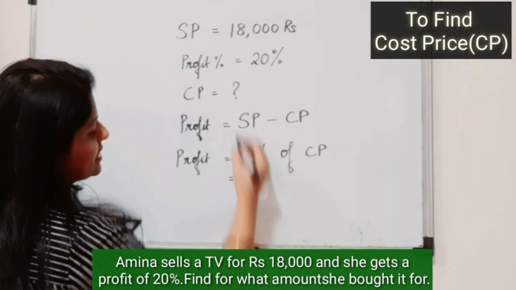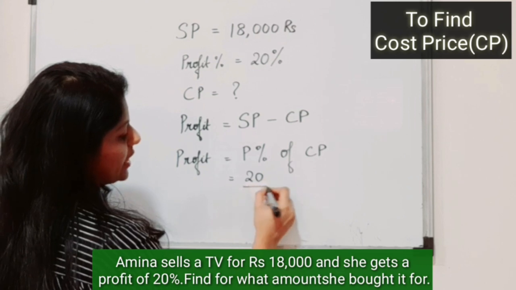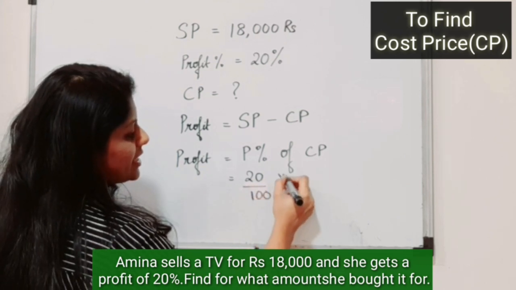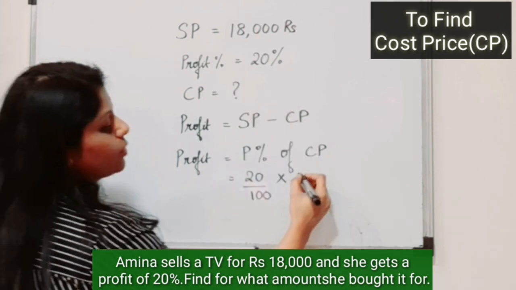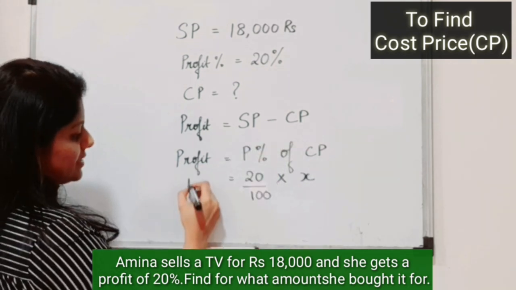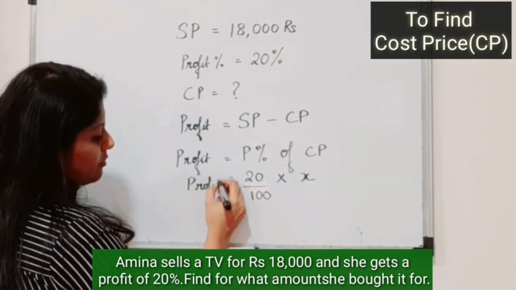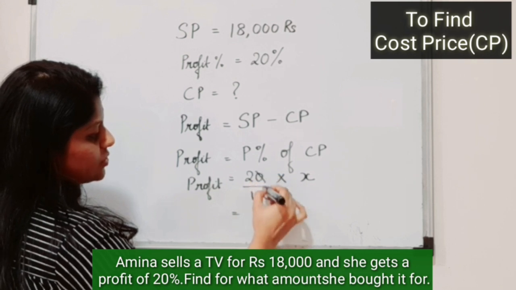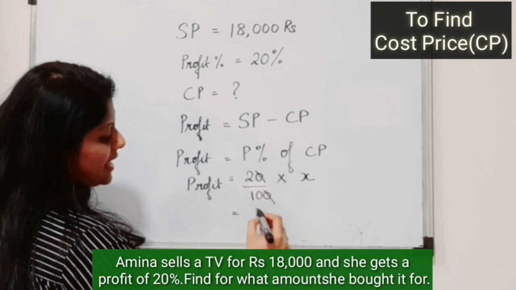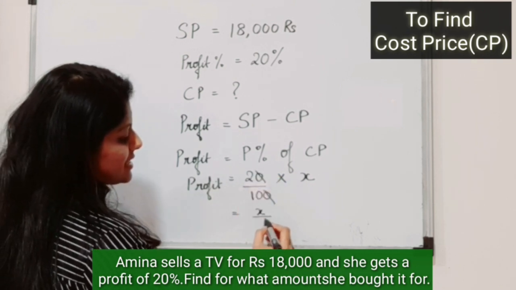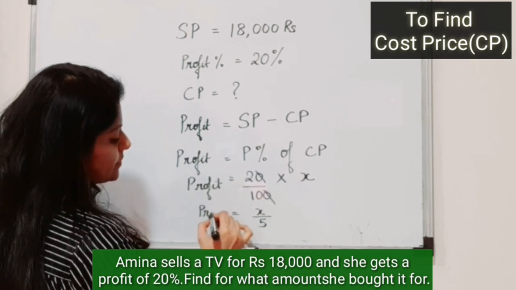So, profit percent is 20%. That we'll write as 20 by 100 of, where of means multiplication symbol. CP we don't know. So, let us suppose it to be X. By using this, we can find the profit. So, let's solve it. 0, 0 gets cancelled. 2 5s are 10. Therefore, X by 5 is our profit.